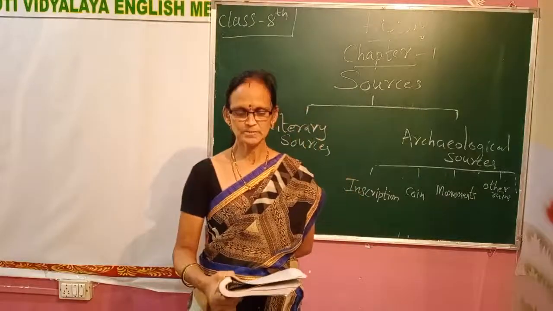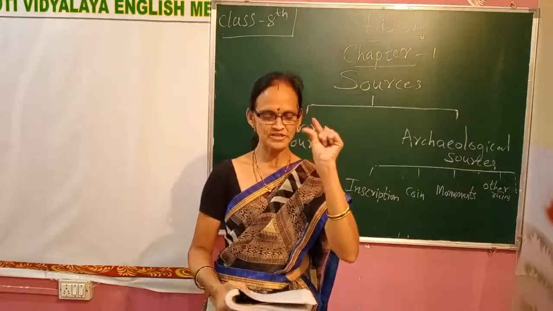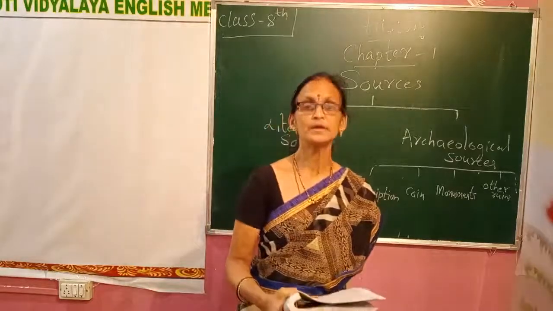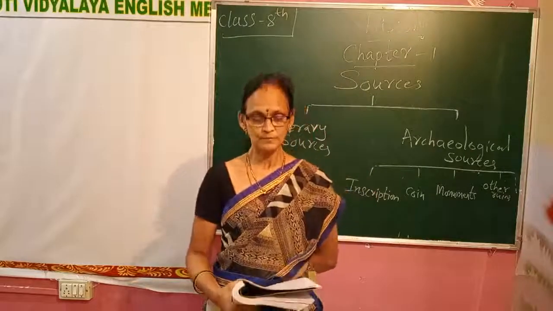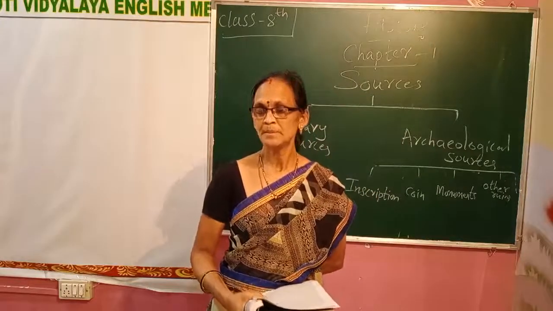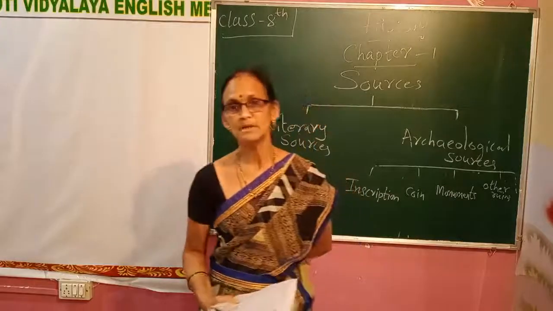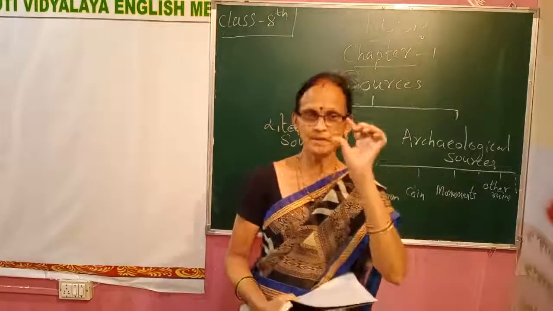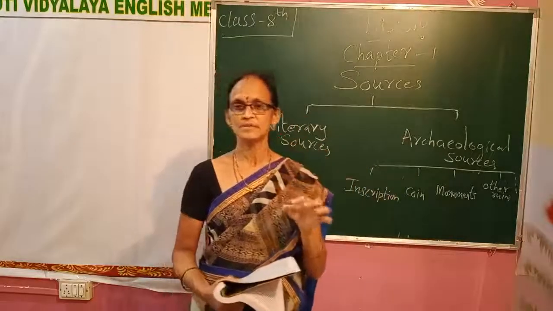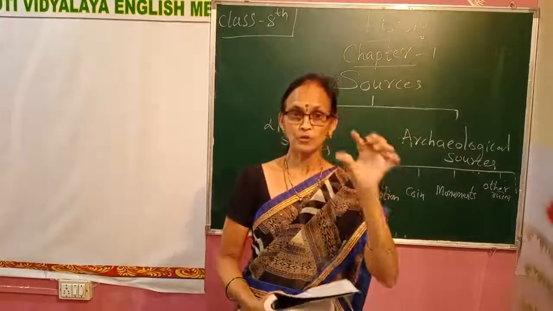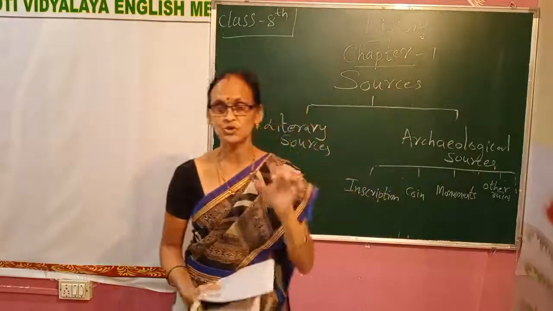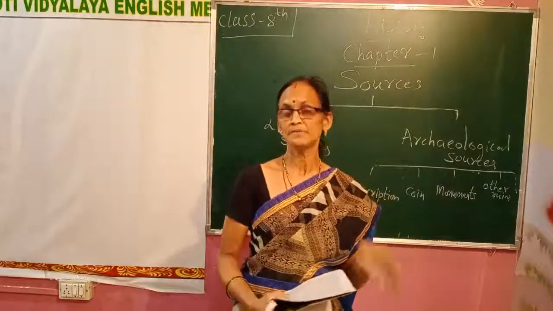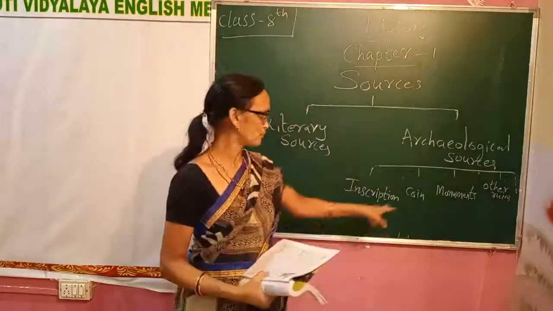The coins are very small in shape, but their contents are very important. On a coin, what is there? You can see the picture of the king or some symbol or seal of that period. By seeing the king's name, picture or seal, we can know which period or century the coin belongs to, which king used it, how the administration of that period was, and which language they used. All these things we can find out from the coin.